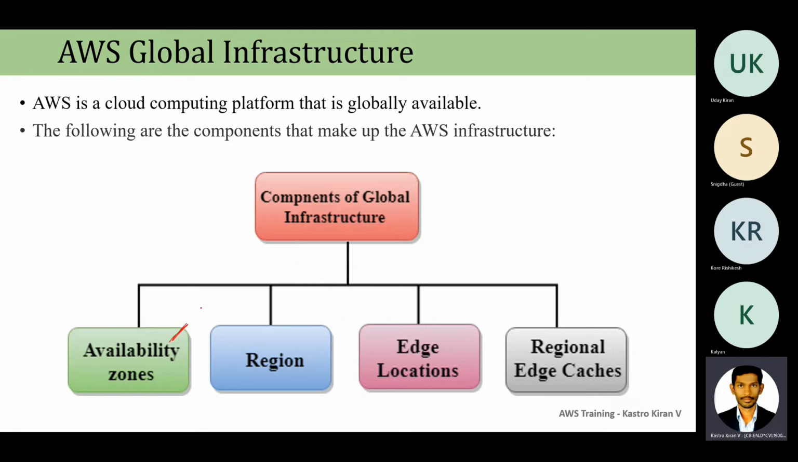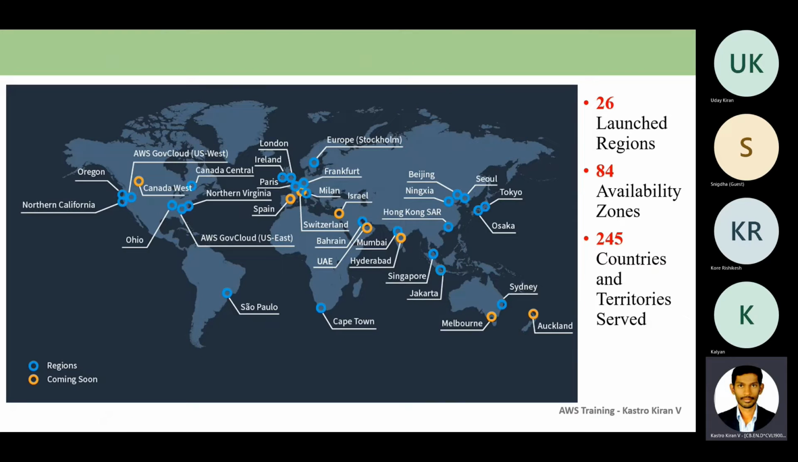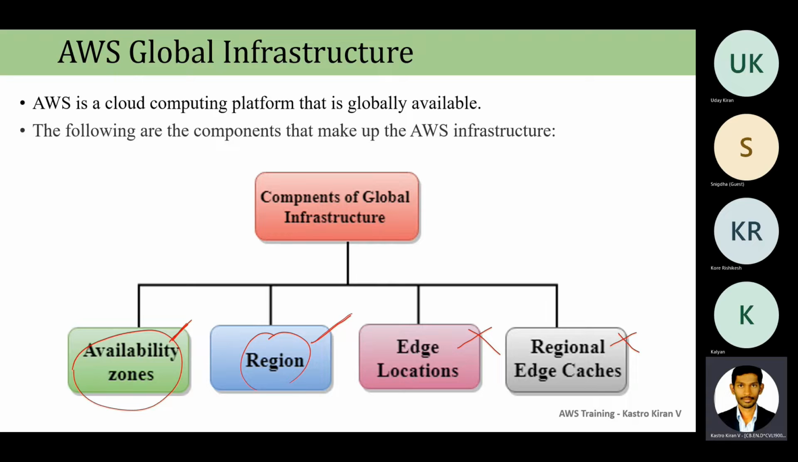These are the different components that are available in the global infrastructure. The first one is availability zones. The next one is regions, and then edge locations and the regional edge caches. We need only availability zones and regions to be understood at a larger scale, because whenever you are working with AWS, you need to know the region and the availability zone concept. Edge locations and regional edge caches are not required. So first let us start our discussion with the availability zones and regions, and then we'll move to the edge locations and the regional edge caches.